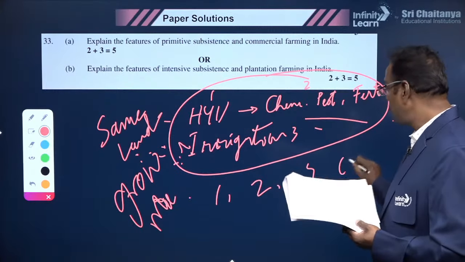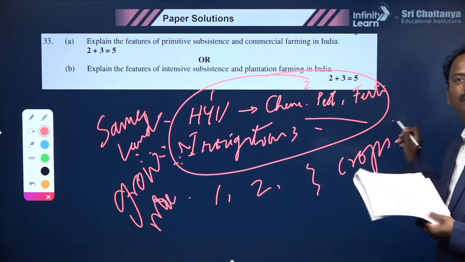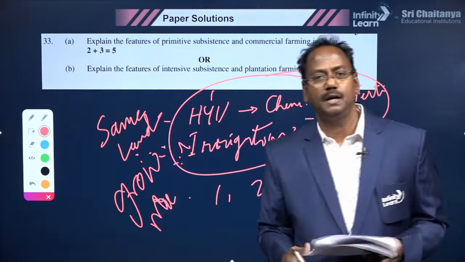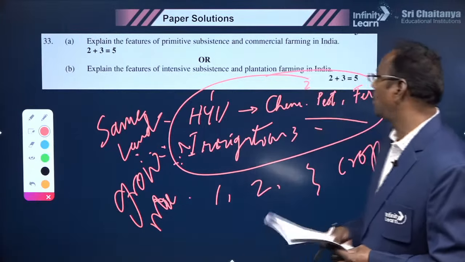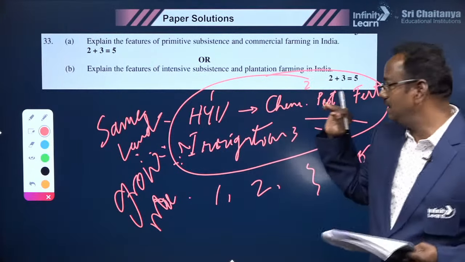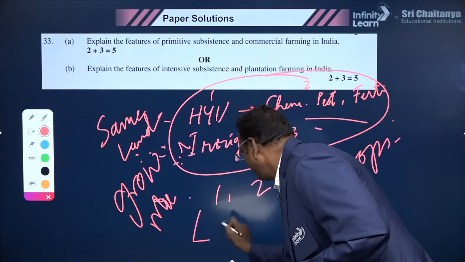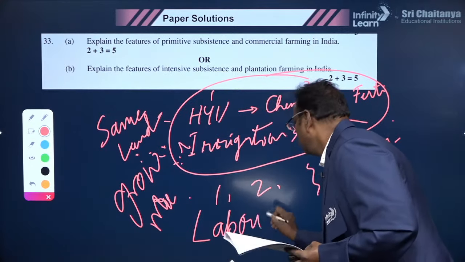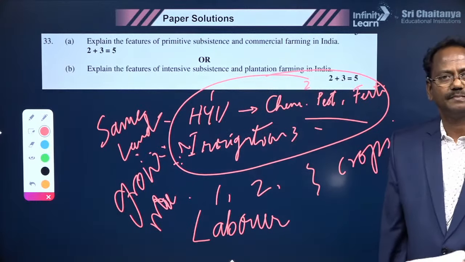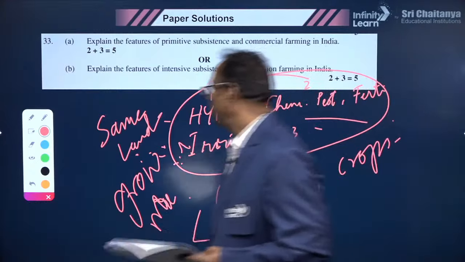They try to grow 1, 2, 3 crops in a year on the same land. So this is what is intense. It is also labor intensive, in which huge labor is used. This is about intensive.